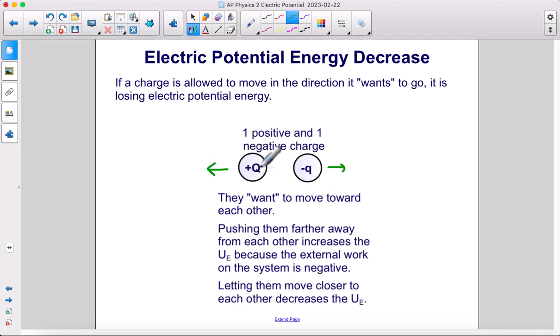So you could picture one of these charges being the Earth and the other being a basketball, right? The basketball wants to fall down towards Earth. So if you lift it up away from Earth, moving this little charge away from the big charge against the direction it wants to go, you are increasing the potential energy.